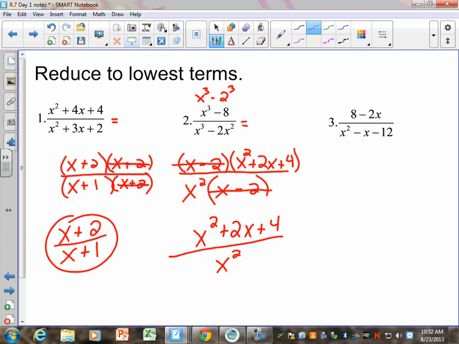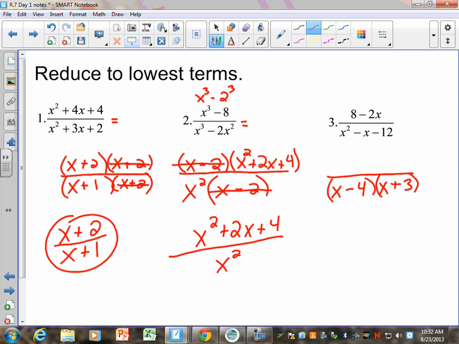So what do you think about that one? 8 minus 2x over x squared minus x minus 12. The bottom I can definitely see is that trinomial, right? I'm going to do the bottom first. What multiplies to give me 12, that subtracts to give me negative 1? Well, 4 times 3 is 12. And if I make the 4 negative and the 3 positive, that'll give me a negative in the middle. So x minus 4, x plus 3.